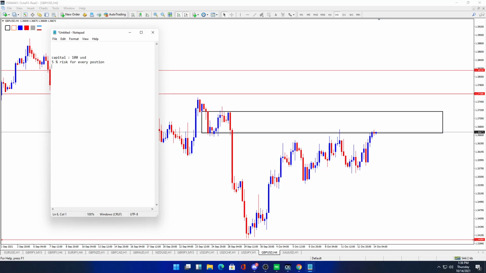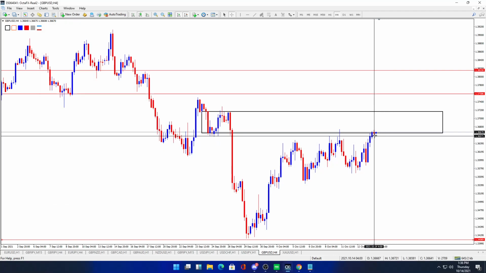Okay. Use 5% for every position. This is just an example. I put 100 USD, 5% every position. So you can have 20 positions until your account is totally MC. Margin call is totally MC. It's no money to support your floating. So you can enter 20 positions. Okay.